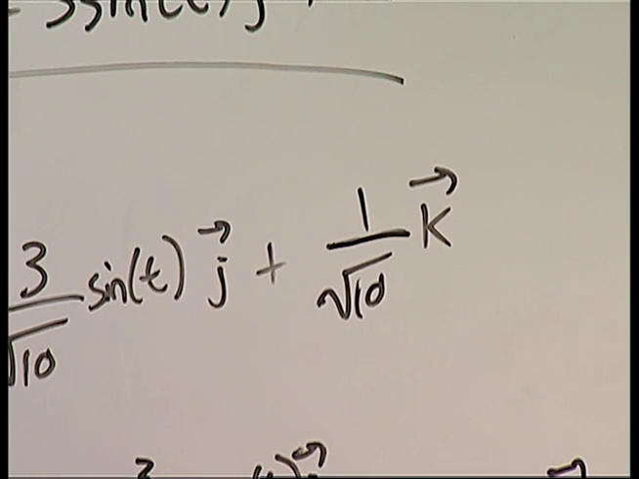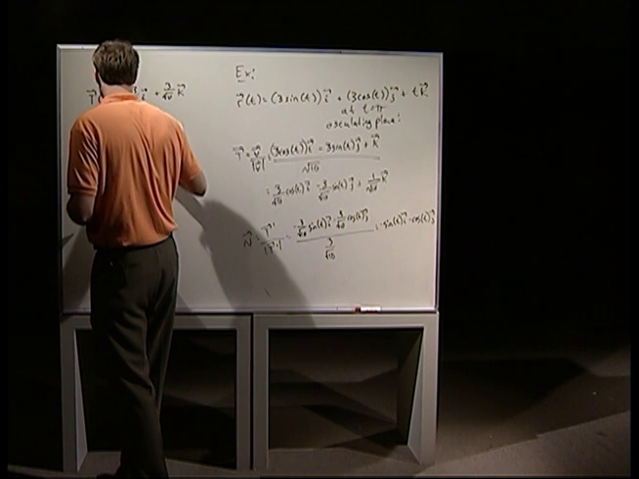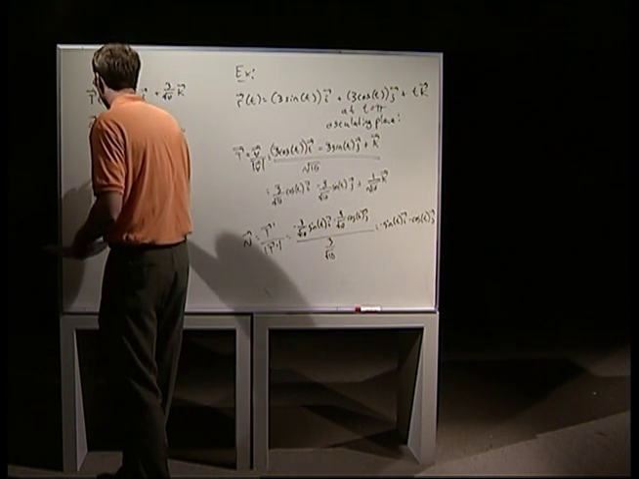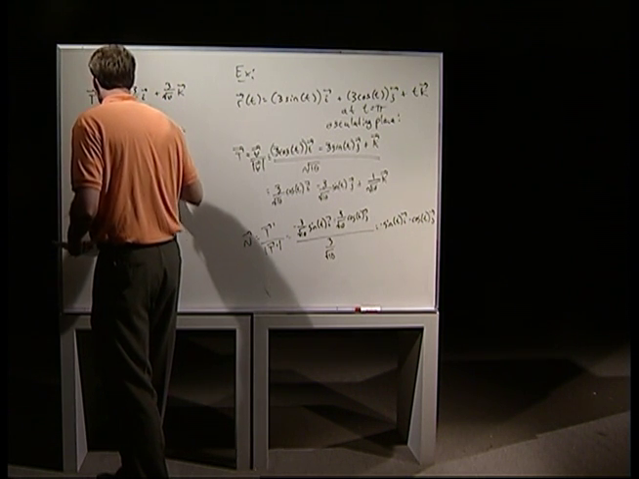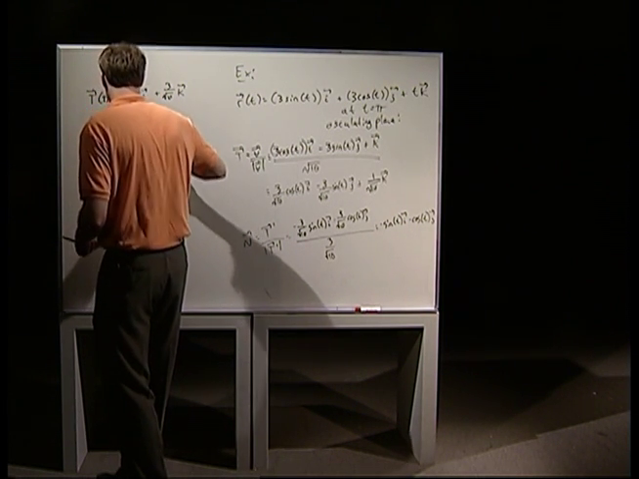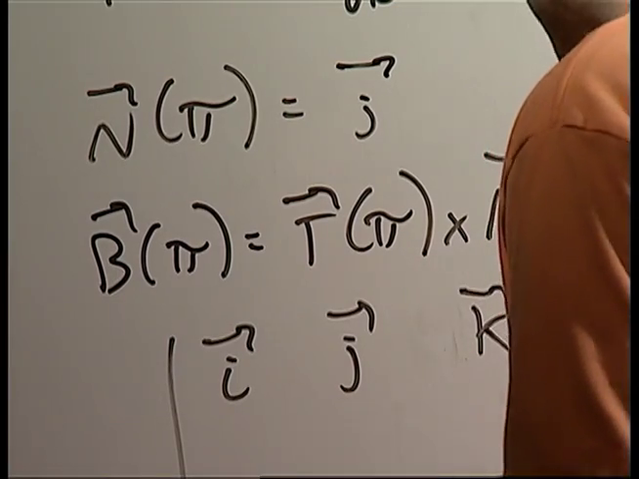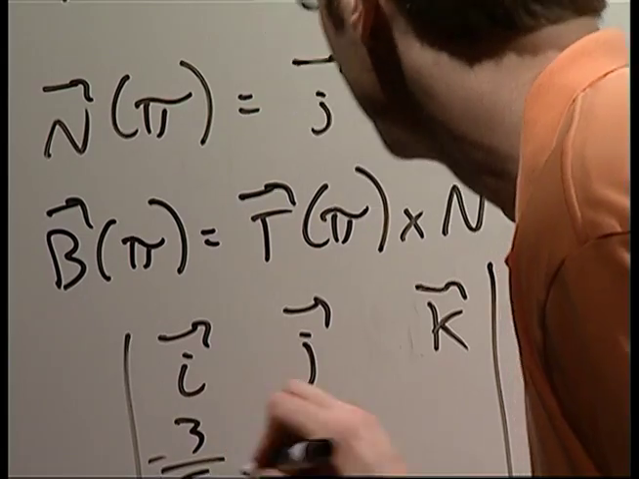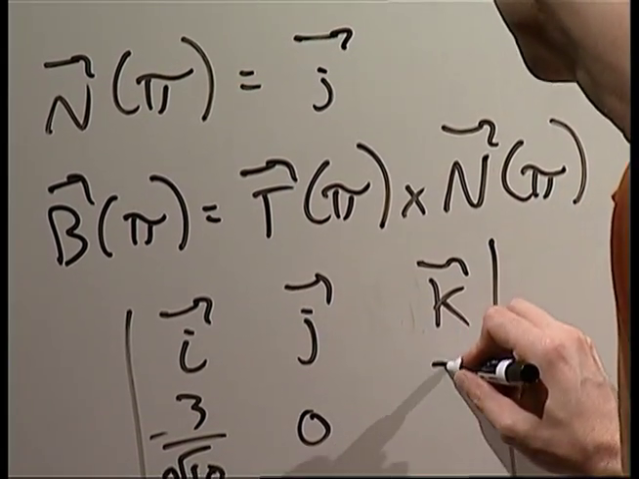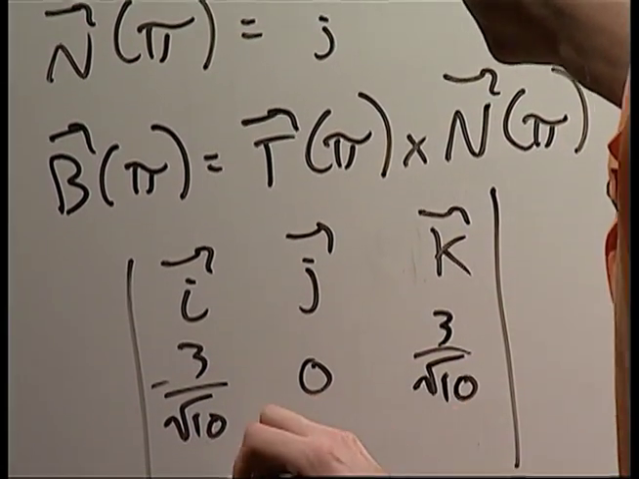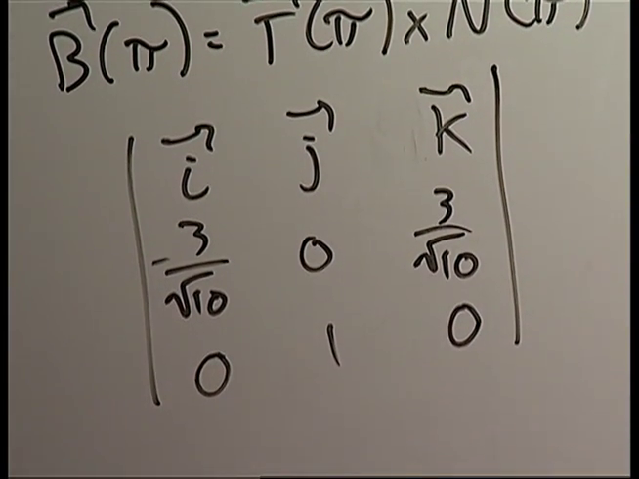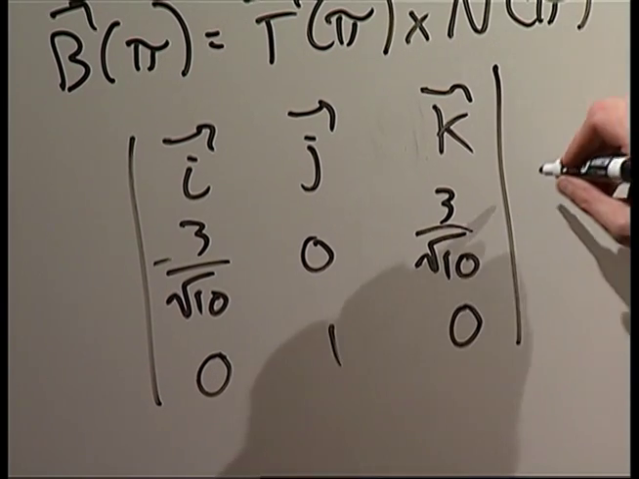So if I want B of pi, it is T of pi cross N of pi. I set up my usual cross product determinant. I have coefficients here: 1 over root 10, 0, 1 over root 10, and 0, 1, and 0. I can do my usual cross product.